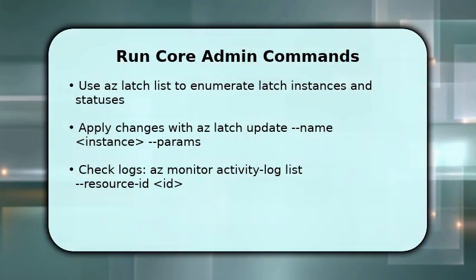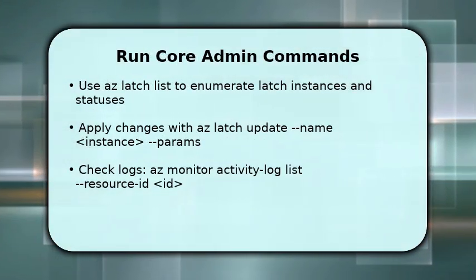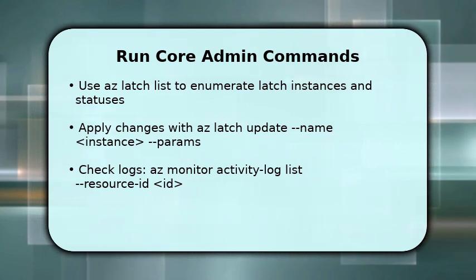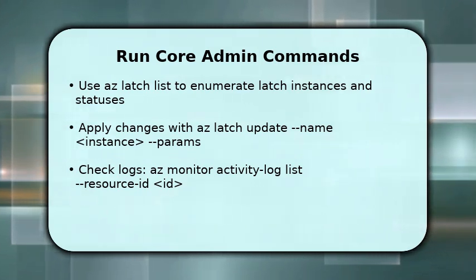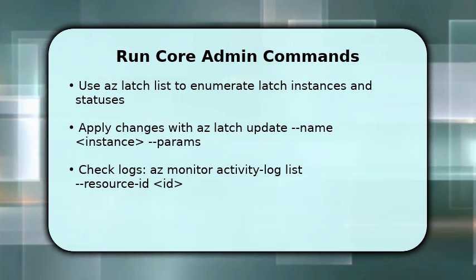Now execute core Latch operations. List instances to identify the target, for example az latch list --resource-group my-rg. Once you know the instance name, run az latch update --name my-latch --set configuration.enabled=true to change settings.